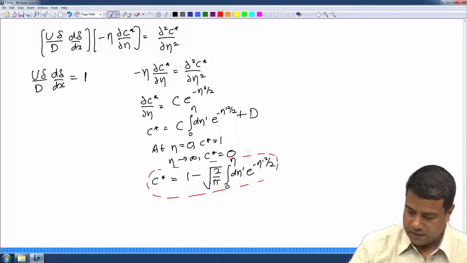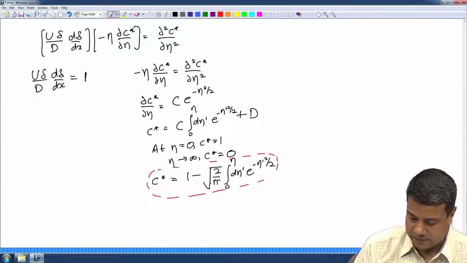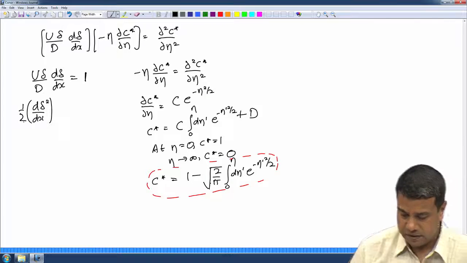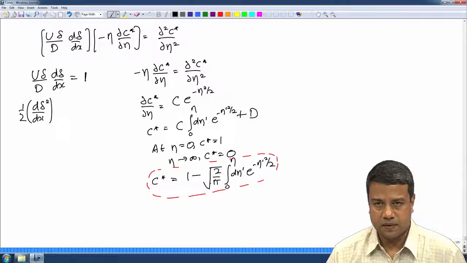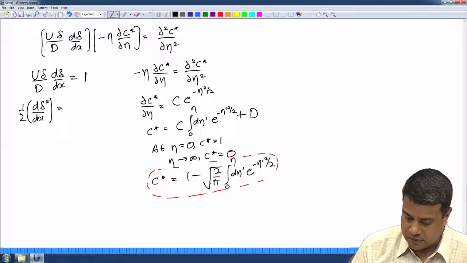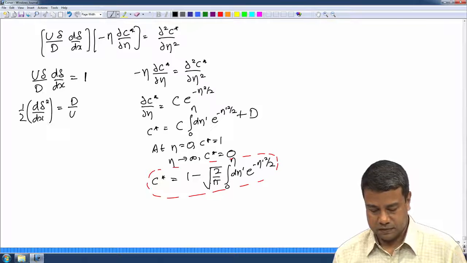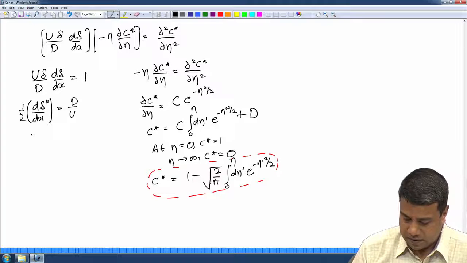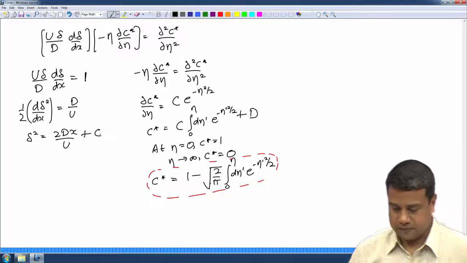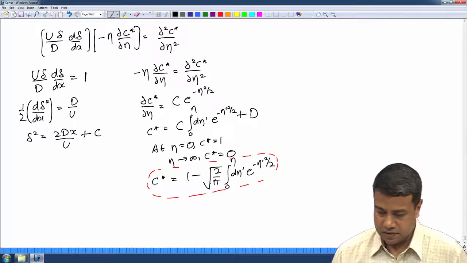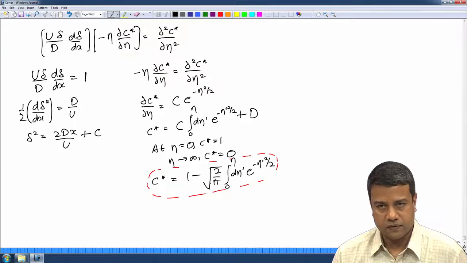Now, I have to solve the other part to find out what is the boundary layer thickness. This part, d delta square by dx, into half. Half d delta square by dx is delta d delta by dx, just differentiating by chain rule, is equal to D by u, which means that delta square is equal to 2 D x by u plus a constant, where D is the diffusion coefficient.